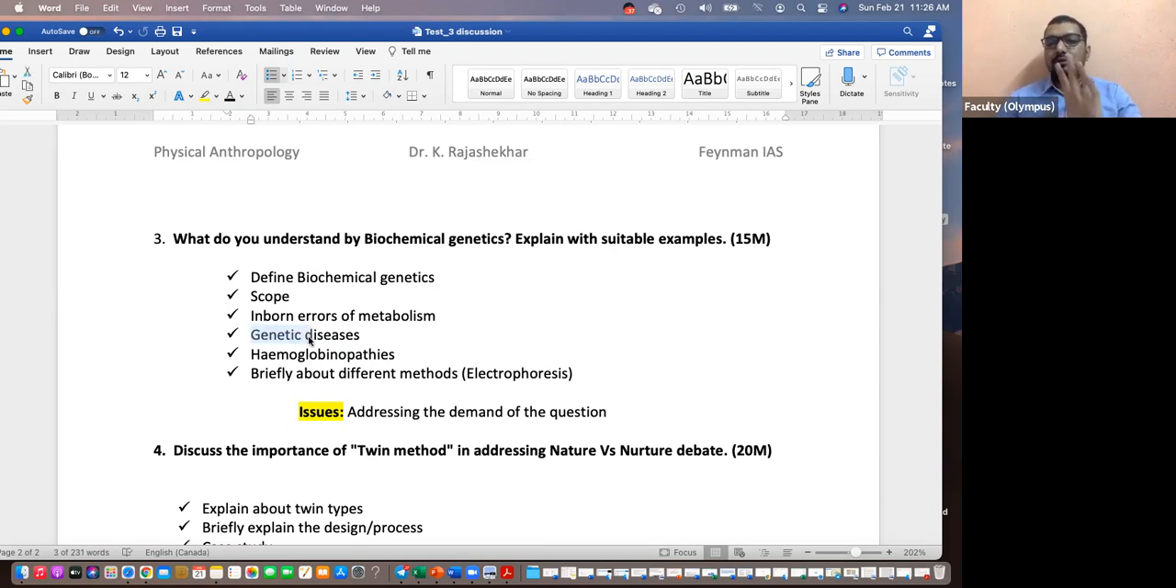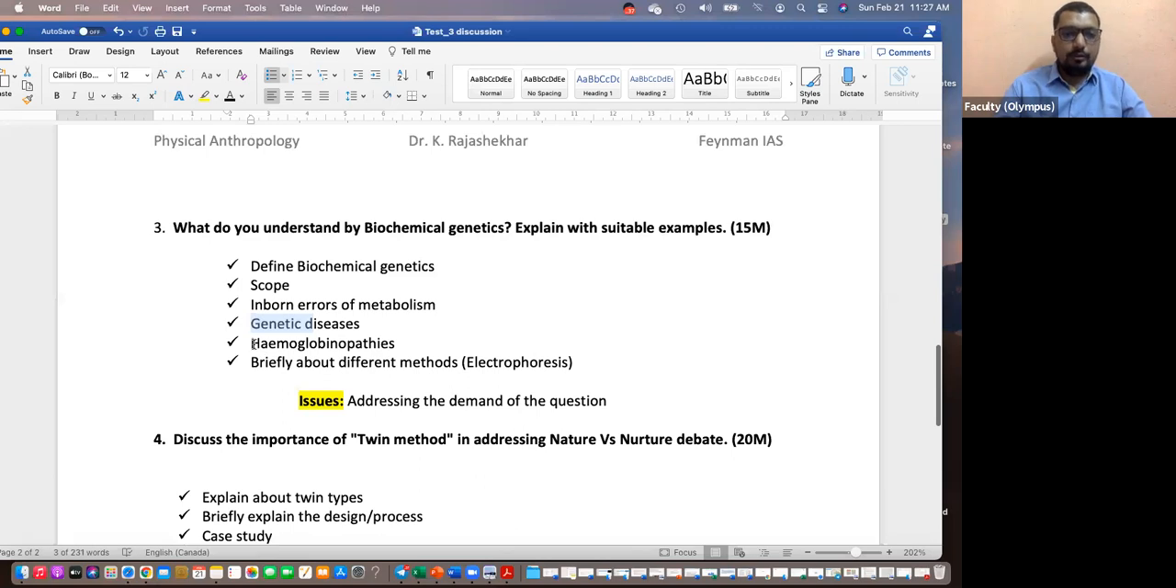Traditionally it is the most known example for biochemical genetics. Talk about Garrod and Archibald, for example, the phenylketonuria, alkaptonuria examples, which you have mentioned already. So hemoglobinopathies you can mention. And one thing I've seen as a problem here, you went on focusing more on the methods. Look at the question. If they're asking about biochemical methods, in that direction, it is all right. But they're asking, what is biochemical genetics? Explain with example. So focus on inborn errors of metabolism, genetic disease like sickle cell anemia, hemoglobinopathies is all right.